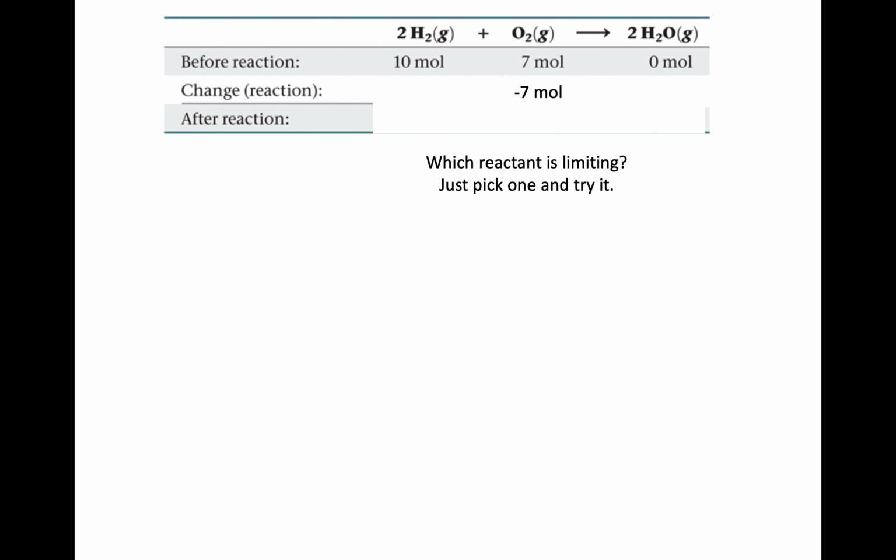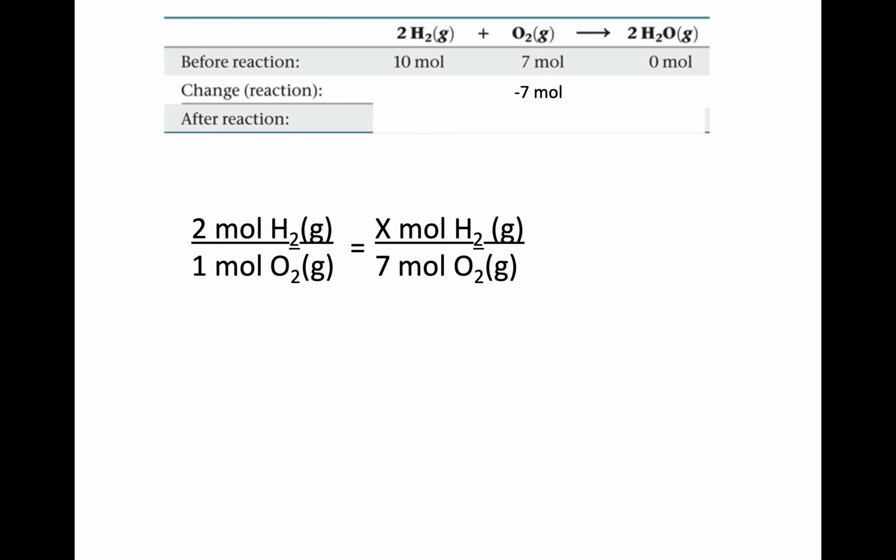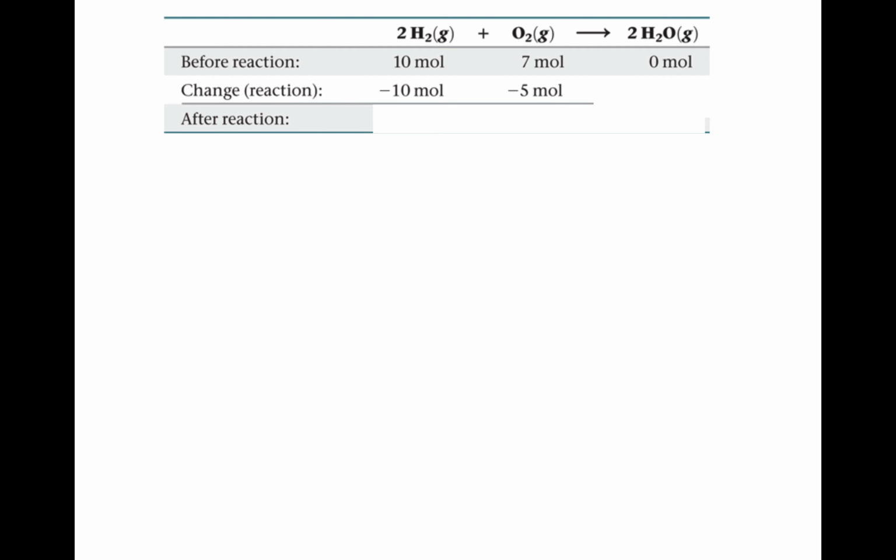Which one is limiting? With a BCA table, we can just pick one. So I'm going to say, what happens if I use up all of the O2? I will then look at the coefficients and use those to set up a proportion. The balanced chemical equation tells me that 2 moles of H2 react with every 1 mole of O2. So I'm just going to ask, well, if I used up all 7 of the O2, how much H2 would it take? That simple proportion tells me that I would use 14 moles. But I only started with 10. So I chose the wrong reactant to be limiting. I just used the other one then.